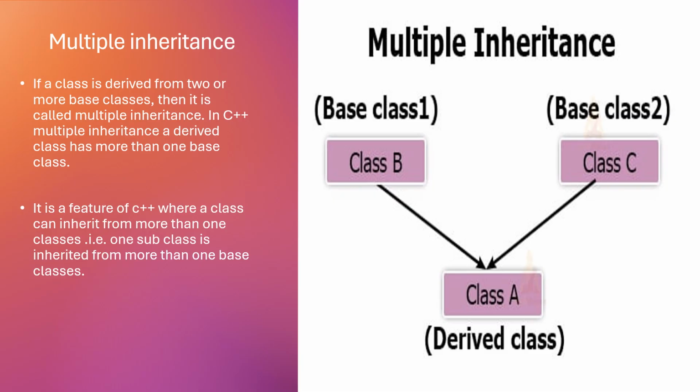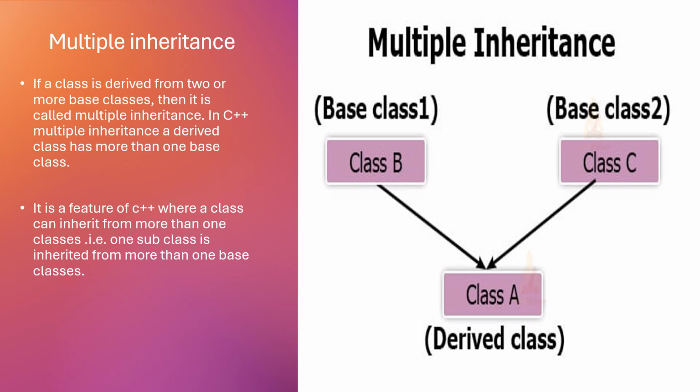What is multiple inheritance? In multiple inheritance, we have the concept of two base classes to one derived class. That is, class B and class C are two base classes. Those two base classes can be inherited by the derived class A. This is multiple inheritance.